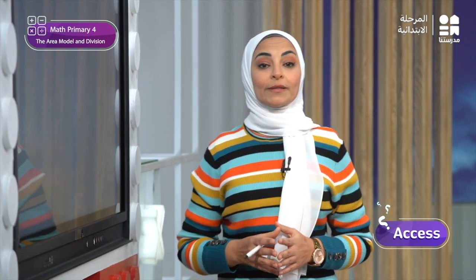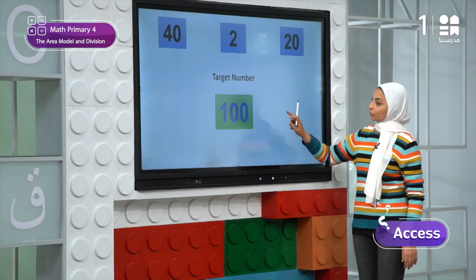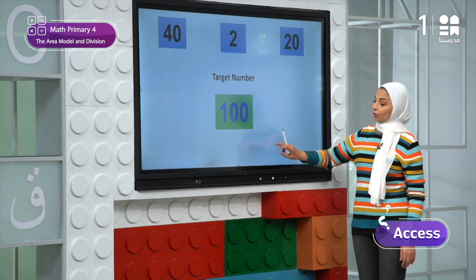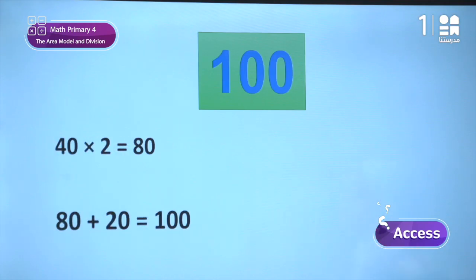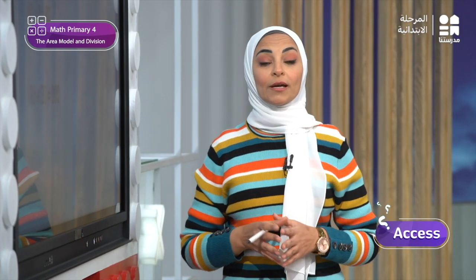Now let's think together. Well, we can say that we will multiply 40 times 2 to get 80, like I do here. The target number is 100. So I can do 40 times 2 to get 80, and then what will I do? I will add 20 to the 80 to get what? To get the target number which is 100.